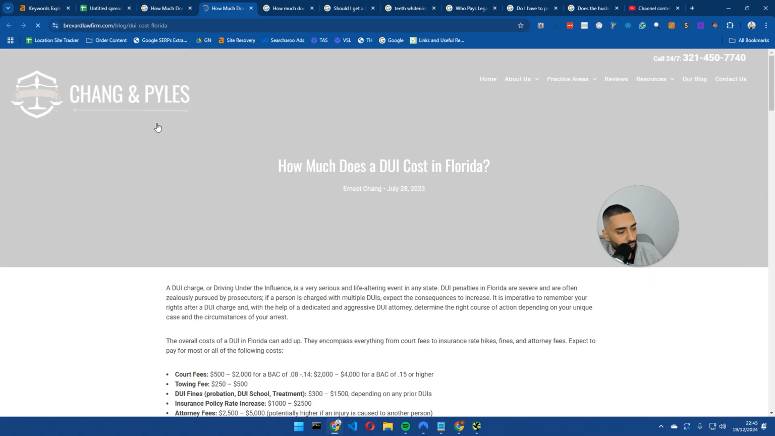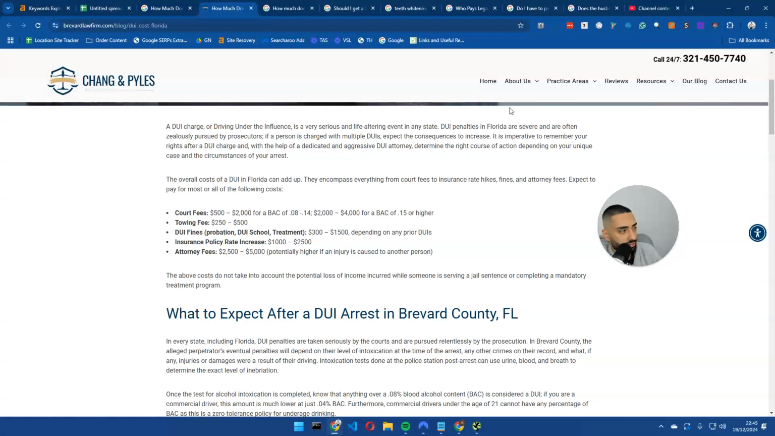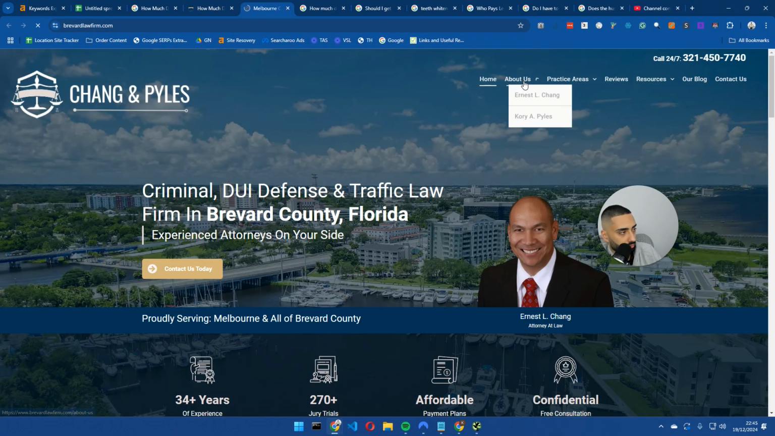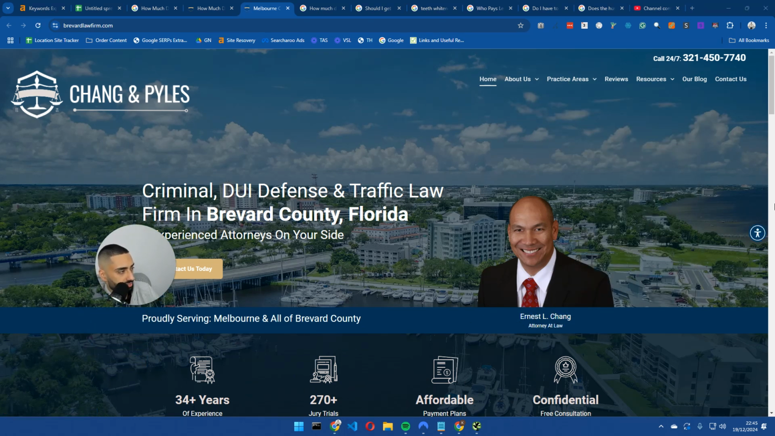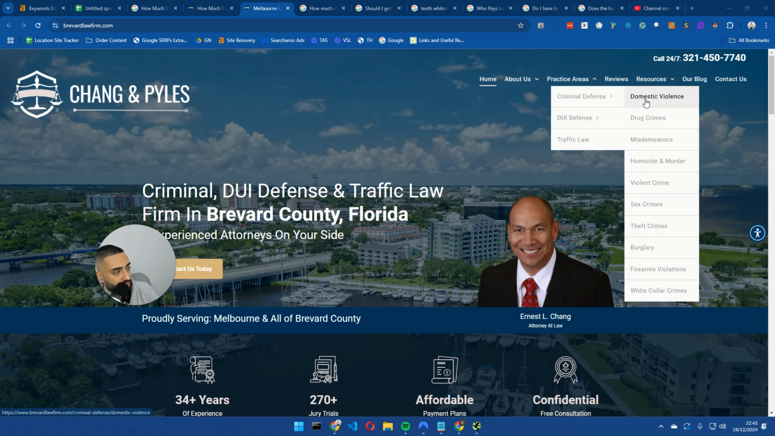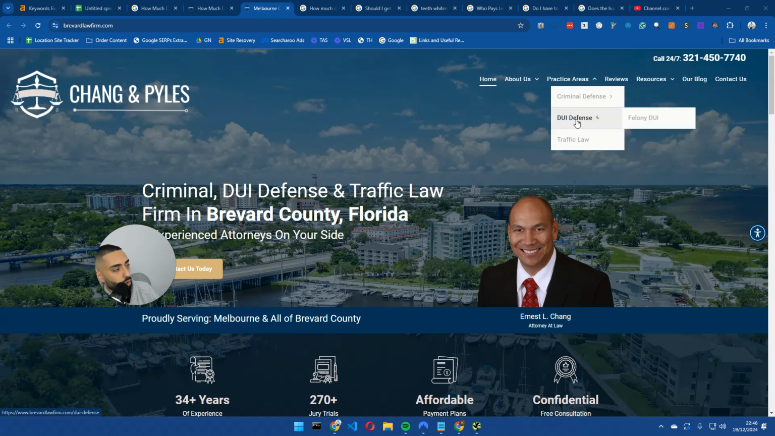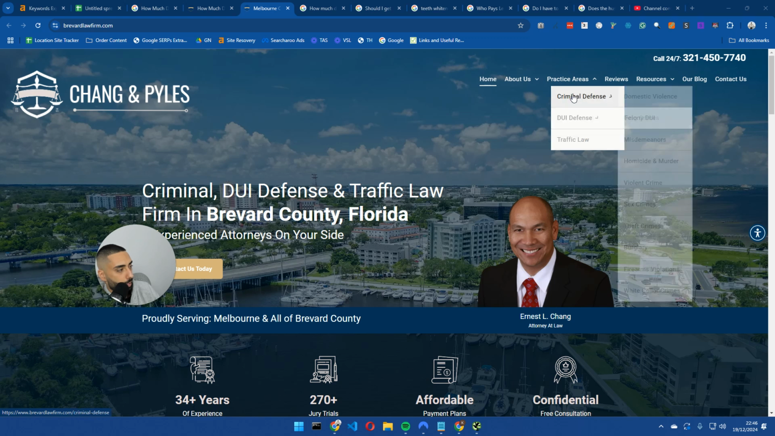Just as a rule of thumb, go and get 4 articles per service. So for example, let's take a look at these guys. They've got a load of different services here. If we take a look, they've got practice areas: domestic violence, drug crimes, misdemeanors, homicide, murders, violent crimes, sex crimes, theft crimes, burglary, fire alarm violations, white collar crimes.